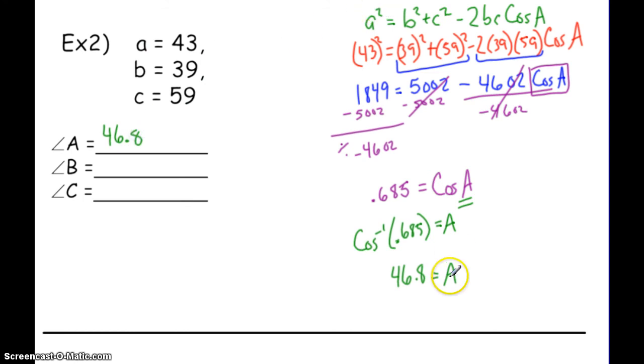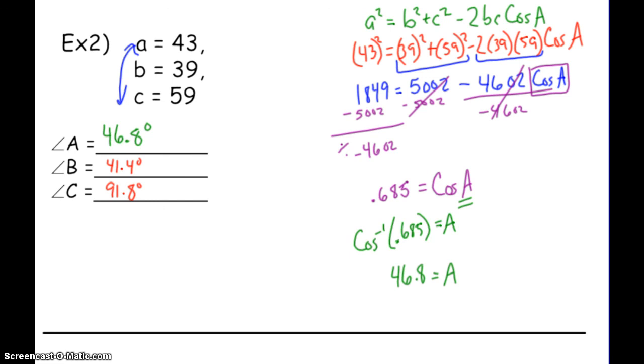And now that I have A, I can use my pair here, A and angle A, okay, and I can set up my law of sines to solve for the other two. So if you want to do that, go ahead and pause the video and take a minute to do that. And the answers are 41.4 degrees and 91.8 degrees.